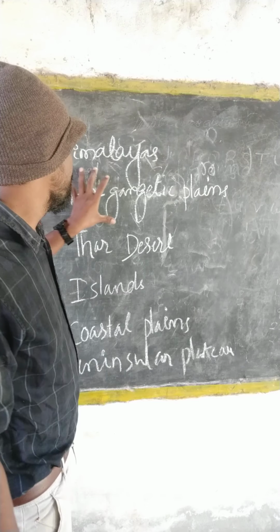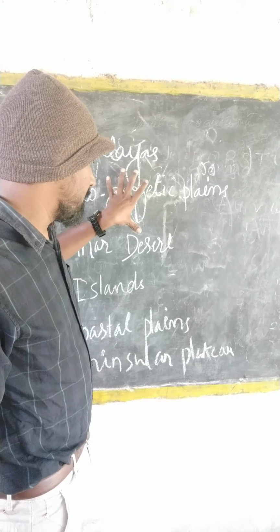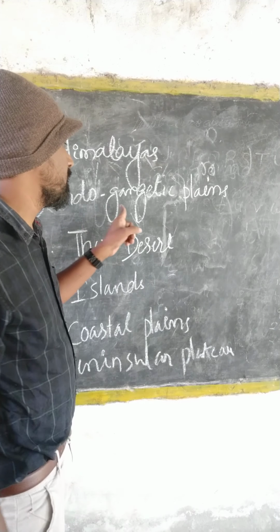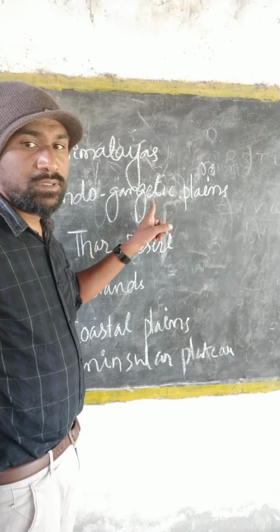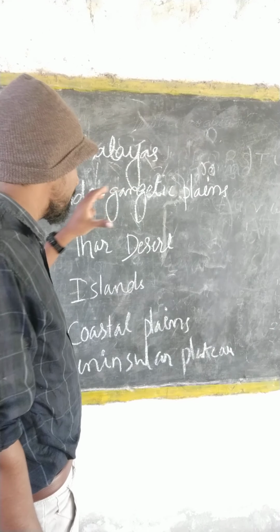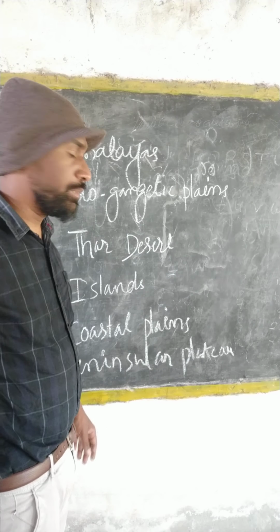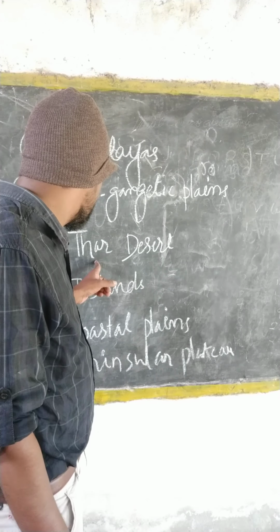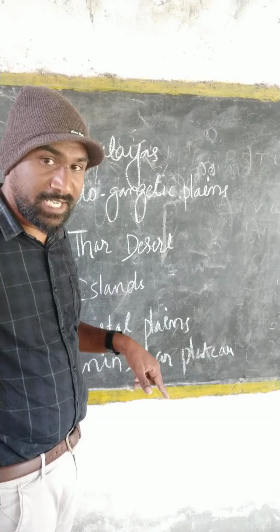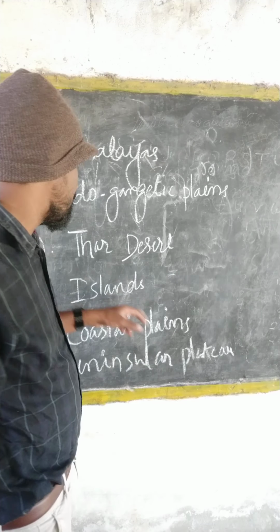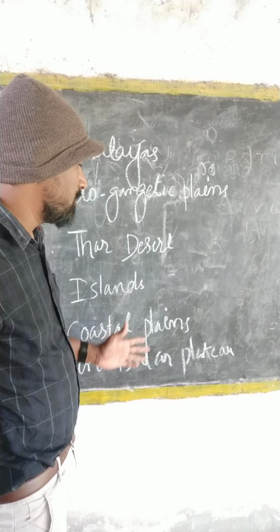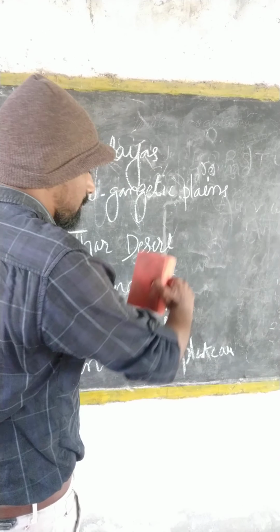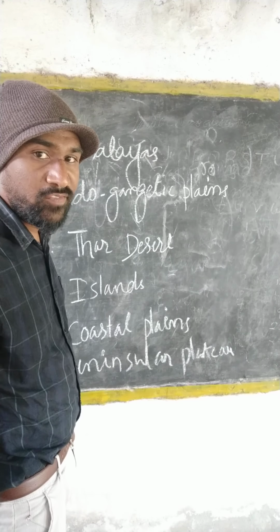And second one is Indo-Gangetic or Gangetic Plains. Right? Because of the rivers Indus, Ganga and Brahmaputra, with the help of those three rivers, these plains are formed. That's why Indo-Gangetic Plains. Third one is Thar Desert, also known as the Great Desert of India. And fourth one is islands. Those islands are on the west side in the Arabian Ocean, and on the eastern side in the Bay of Bengal.